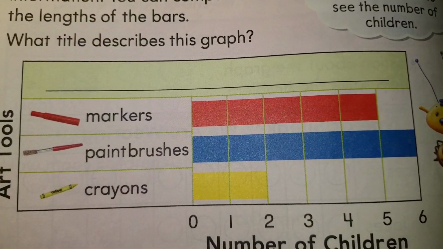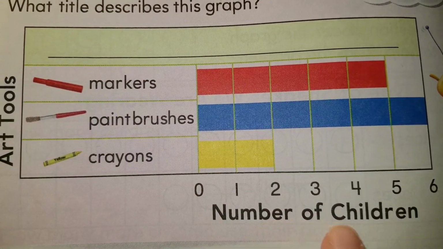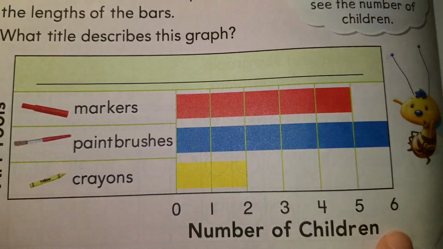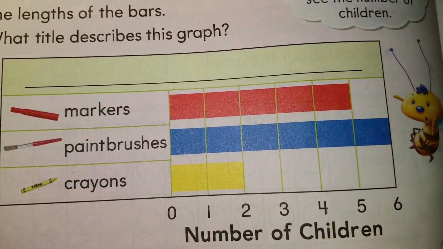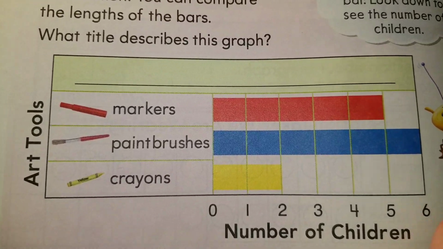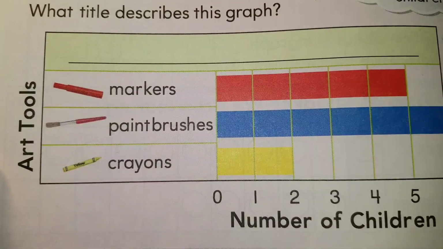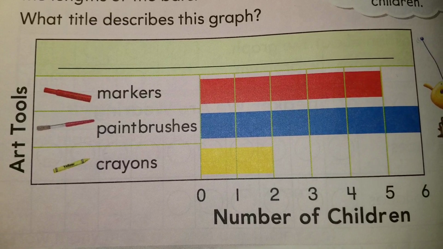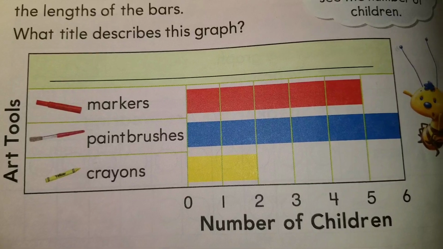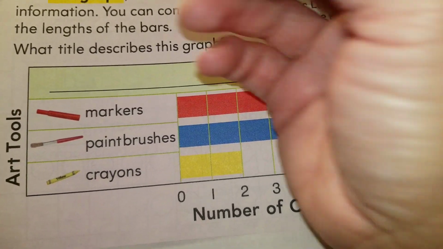Now, what do you think would be a good title for this bar graph? Over here, we can also see the number of children. How many children, boys and girls, do you think participated in doing this bar graph? The answer is right here, only 6 children. So we're gonna find out what could be a good title for this bar graph. Don't forget, it's about art tools. So how about if a good title could be, which one is your favorite art tool? I think that would be a good title.